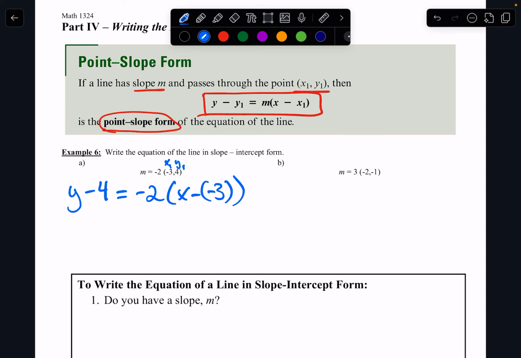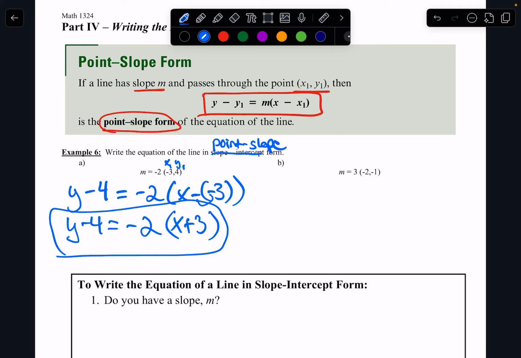Now, this is the point-slope form. What we want to do is get rid of one set of parentheses. So we're combining the negative signs, which are back to back, and putting it as x plus 3. So this is your point-slope form.